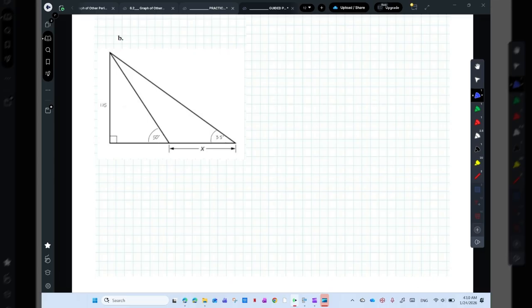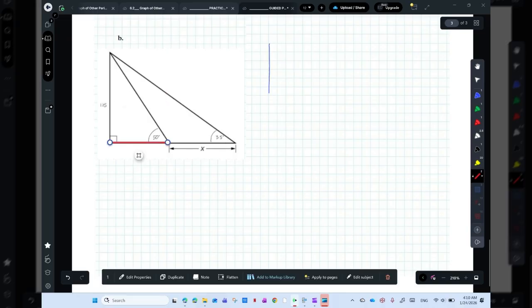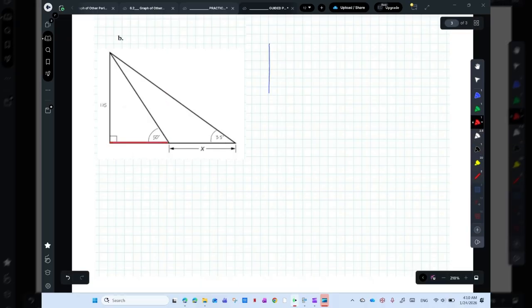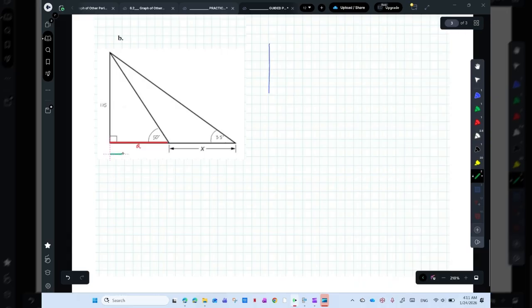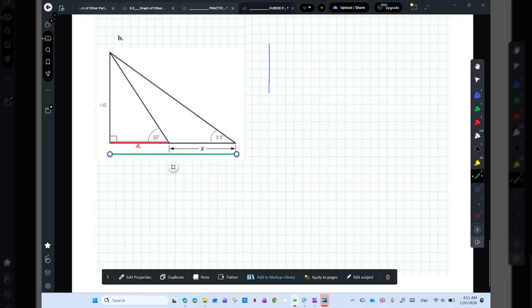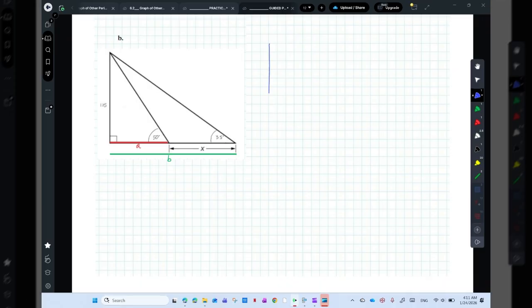Question 6b. Here I don't have much choice. I will have to first calculate this one here. Let's call it A. And then I will have to calculate this whole side right there. Let me call it B. In that case, x will be equal to B minus A.